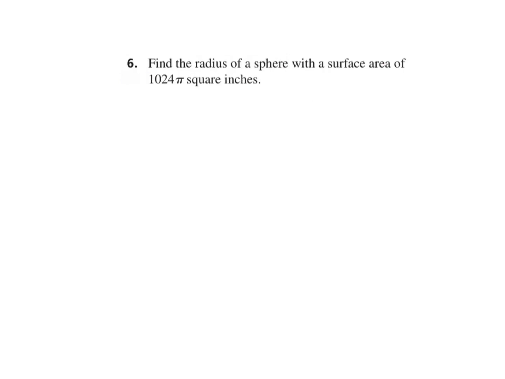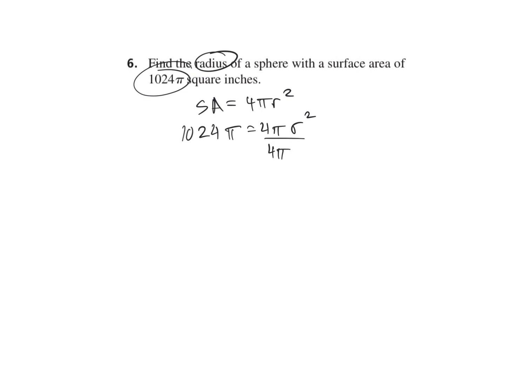Number 6, find the radius of a sphere with a surface area of 1,024 pi. So again, write your formula and then plug everything in. This is your surface area. 1,024 pi equals 4 pi r squared. So again, we're finding radius, so we're going to divide by 4 pi. So really what we're doing is dividing 1,024 by 4. You get 256. And you take the square root of that. You get 16.